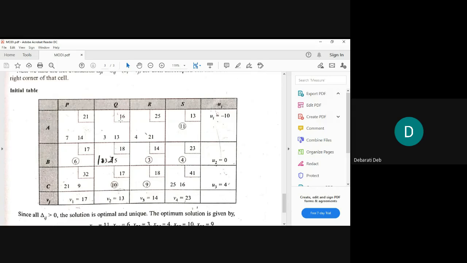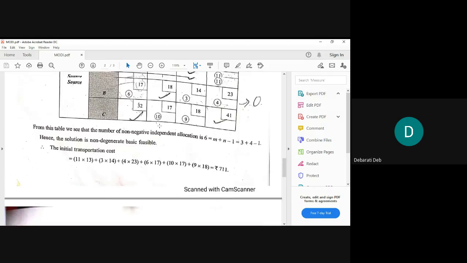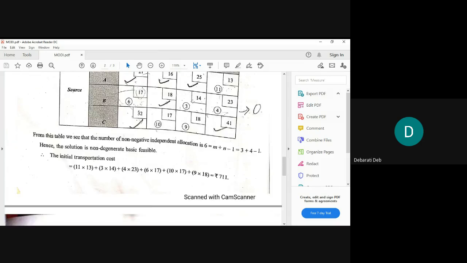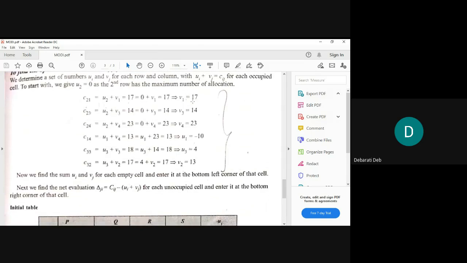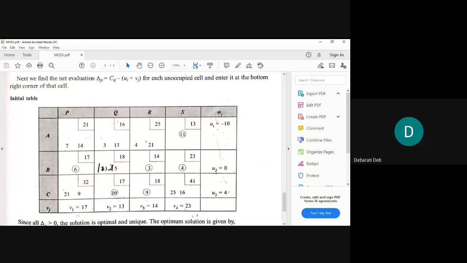So it will be 16 minus 3, that is 13. Next unallocated cell is the third one, which is 25. So here the ui and vj number will be U1 plus V3. So let us find out what is U1 and what is V3. U1 is minus 10 and V3 is 14. So minus 10 plus 14, that is 4. And 4 will be written at this corner, left hand side corner.